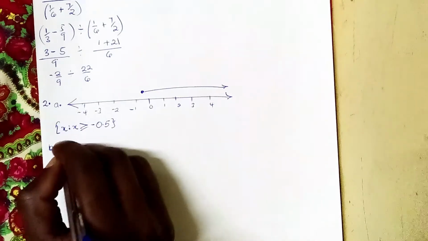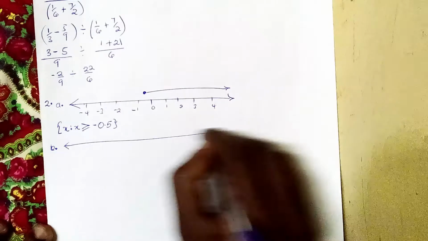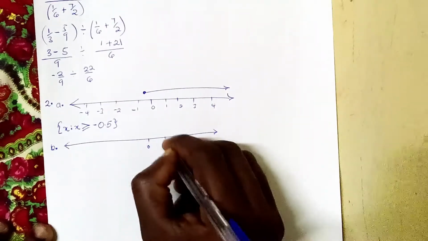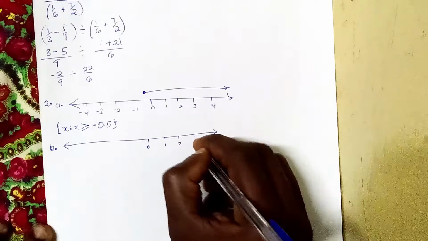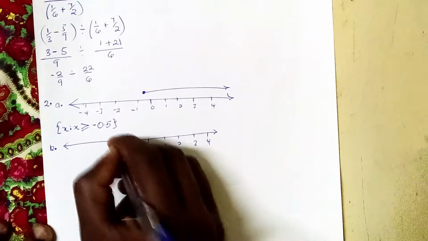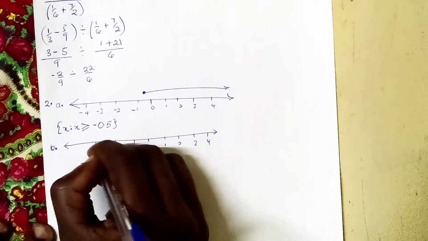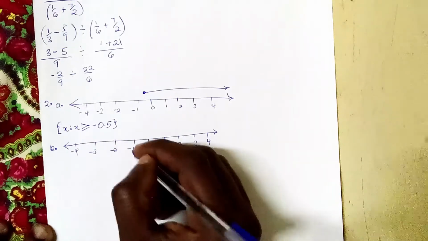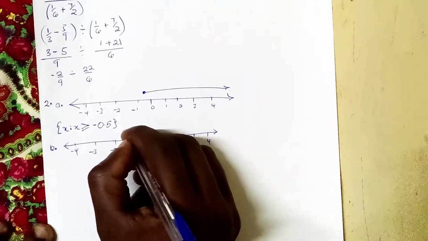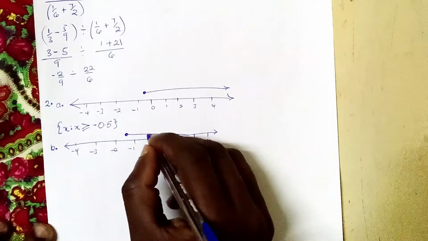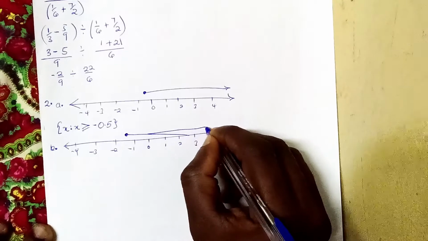For the diagram for B, we have 1, 2, 3, and 4. 1, 2, 3, and 4. Negative, negative, negative, negative. We have this question. Sorry, straight to this question.